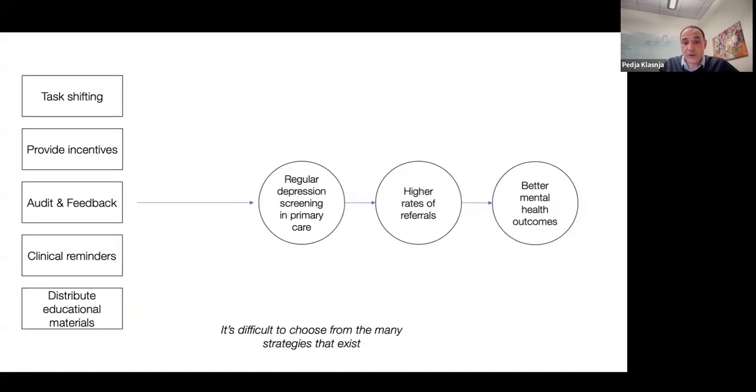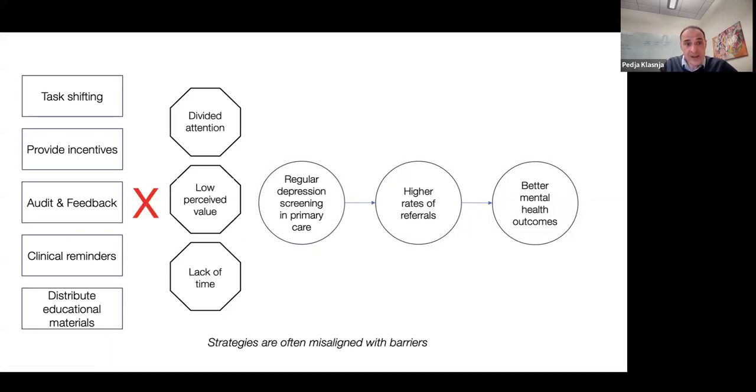It's difficult to choose from the many strategies that exist which one needs to be used to actually get to the implementation outcomes we care about. Sometimes we choose strategies and they're misaligned with the barriers that we have in a setting. So if the main barrier for regular depression screening is, let's say, divided attention, something like audit and feedback is probably not going to help very much with that. So often we end up with initiatives that try strategies that don't align particularly well with the barriers.